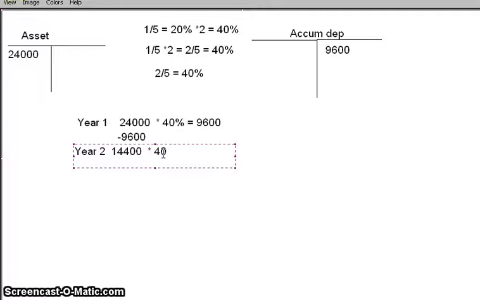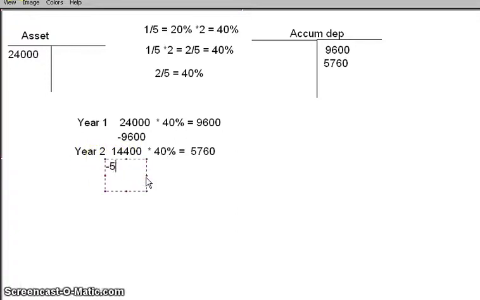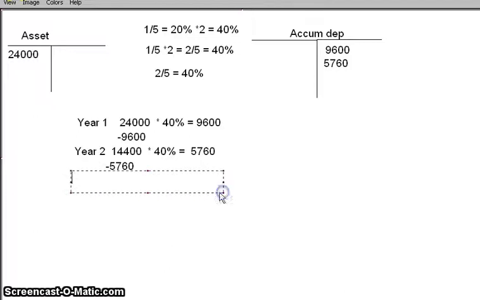And it's going to be $5,760. So in year 2, you've got $5,760 of depreciation. All right, you're going to subtract that amount, minus 5,760. And we're going to have year 3.